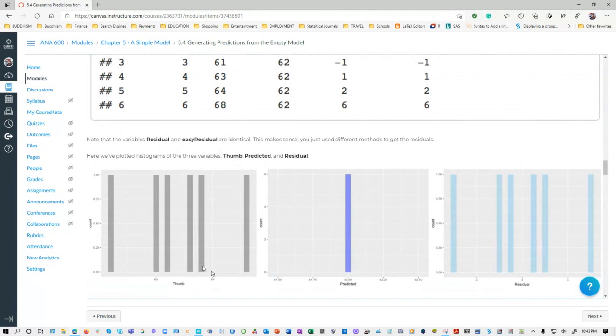Then if you plot that, you can easily say, this is the predicted value, 62. These are the thumb values. These are the residuals. Look at this shape.